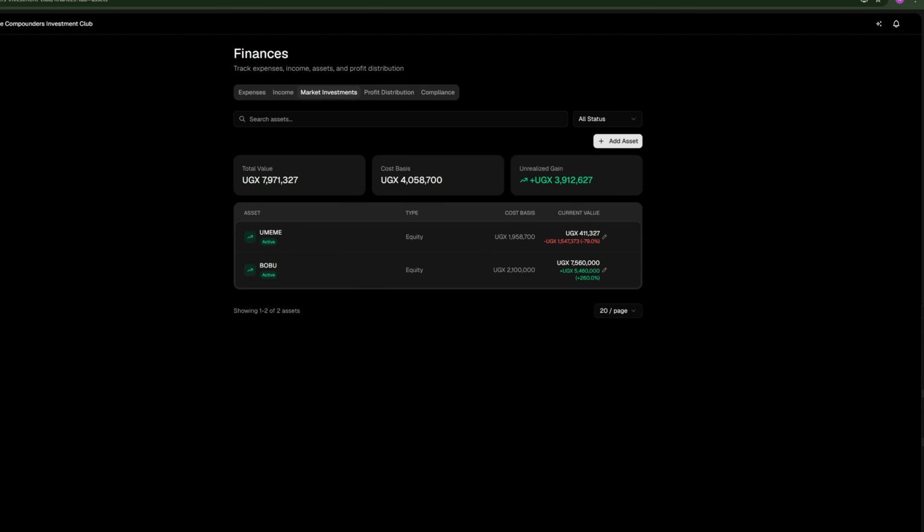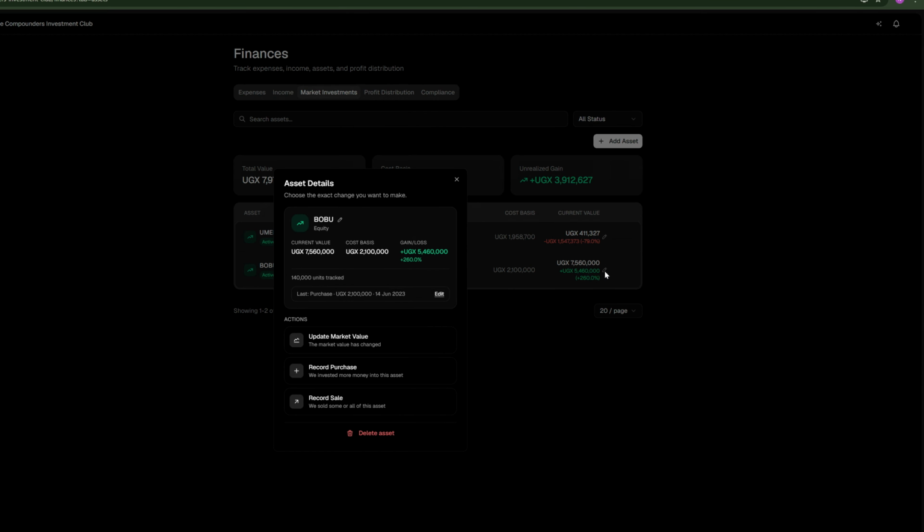As the market moves, the admin updates the current value using the update valuation option on the asset. So let's say Bobu, you use this icon for edit and you have update market value, record purchase, record sale.